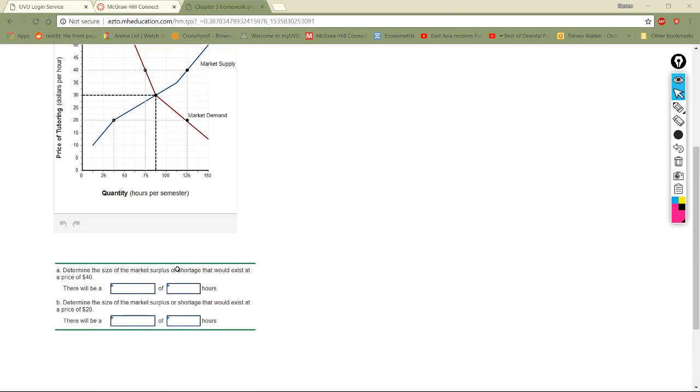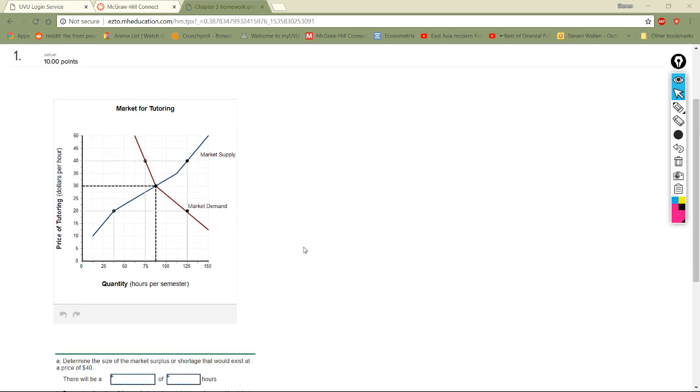Determine the size of the market surplus or shortage that would exist at a price of $40. So all you do is go over to your line and find a $40 price. Price of tutoring: 10, 20, 30, 40. Right there's 40. If we draw a line here, whoa, we got us a big one. Let's go there, there we go. Much better, a little smaller. Okay, that's the price.